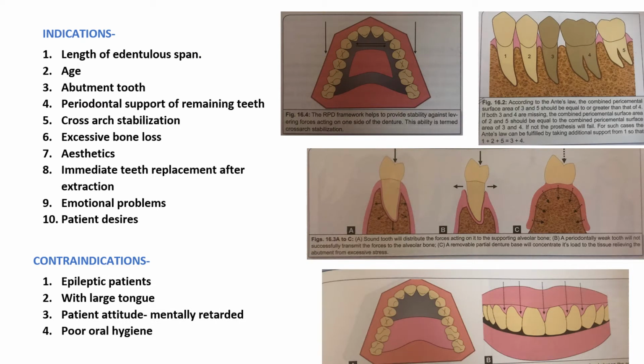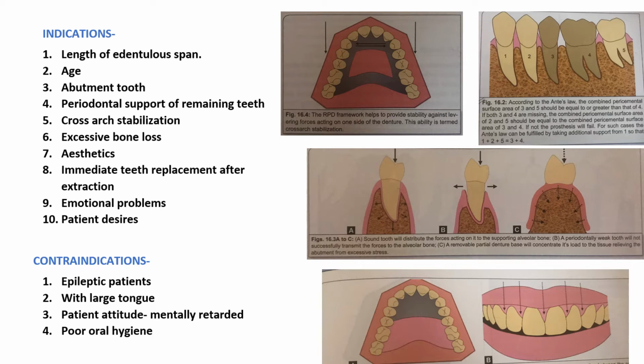Now, what are the indications and contraindications of removable partial dentures? Indications are when you should use RPDs, and contraindications are when you shouldn't use these RPDs. So, the first indication is the length of the edentulous span.